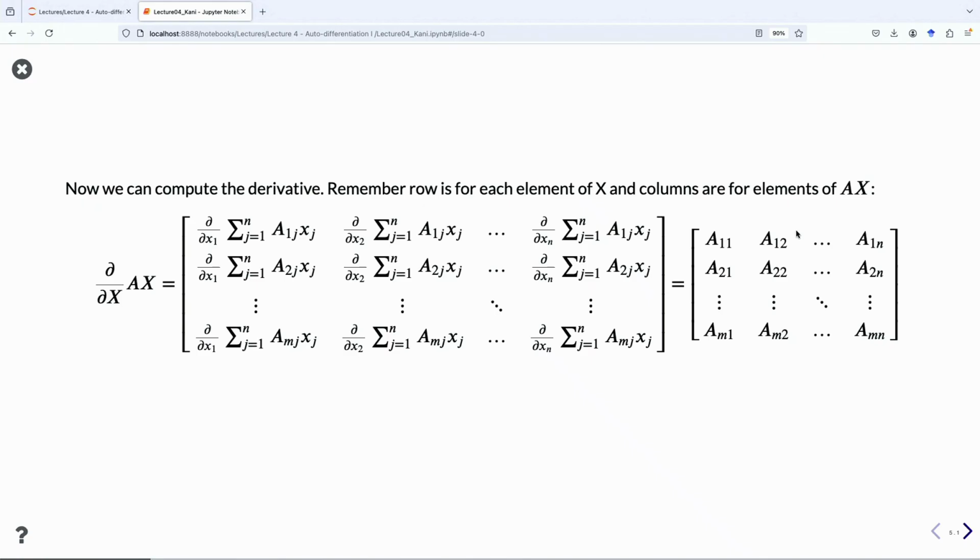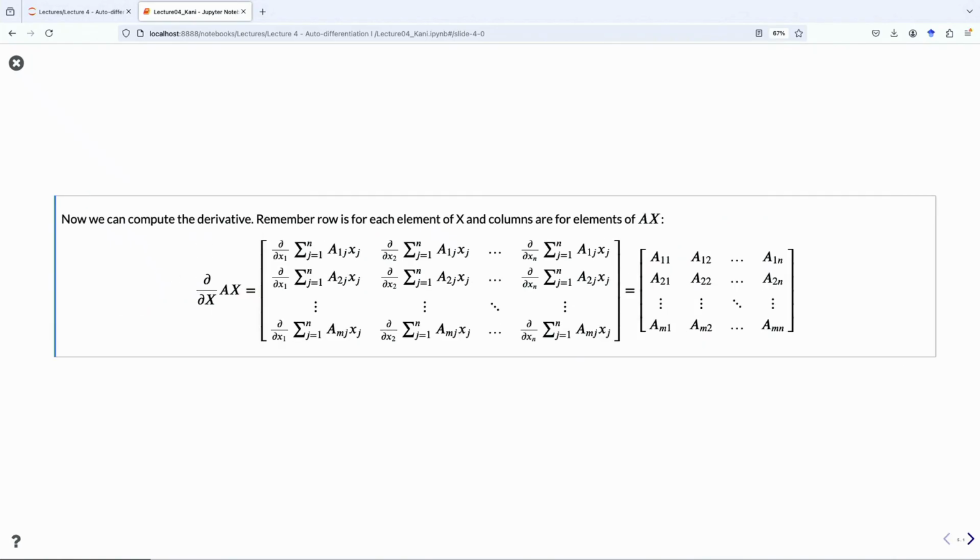And we do the same thing over and over and over again, and we see finally that the resulting matrix is simply a of 1, 1, a of 1, 2, all the way to a of 1n, and the values of the rows will be a of 1, 1, a of 2, 1, all the way to a of m1. And so this is effectively just matrix A. Right? So taking the derivative of this matrix times x with respect to x gives you that A again. Does that make sense? Good.